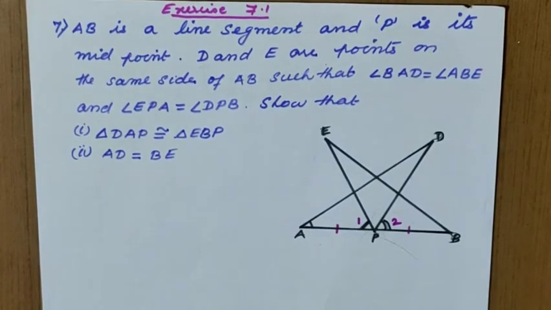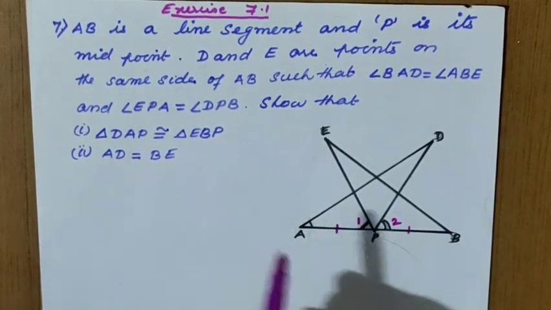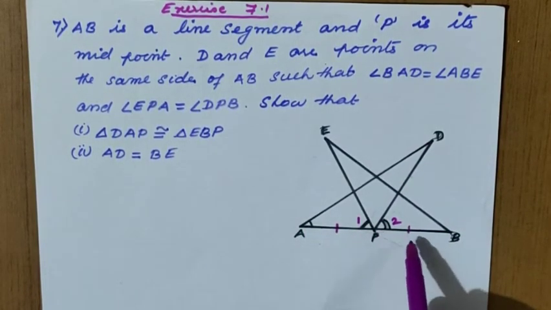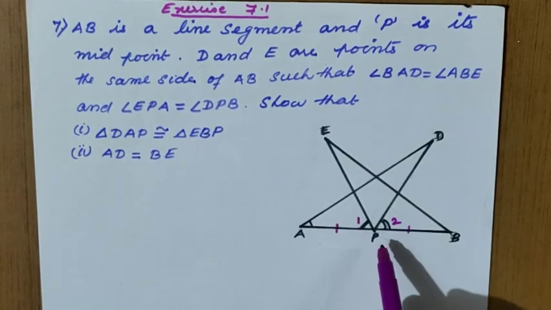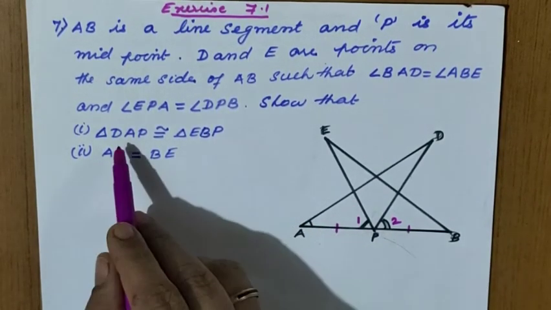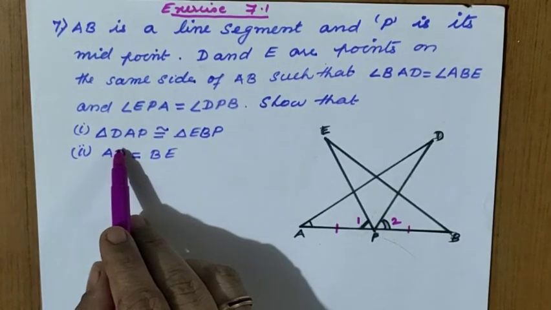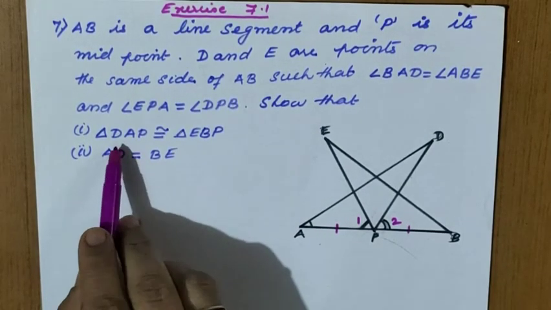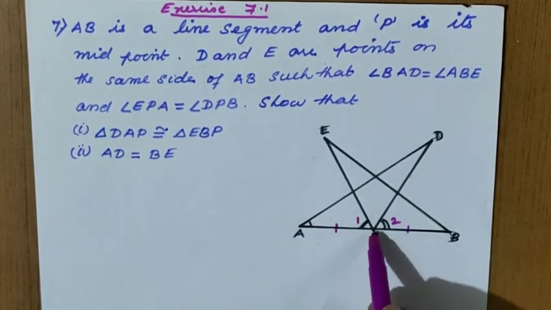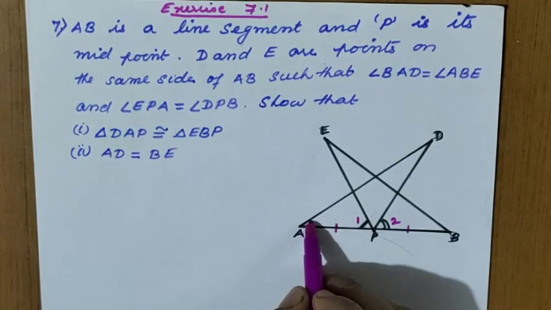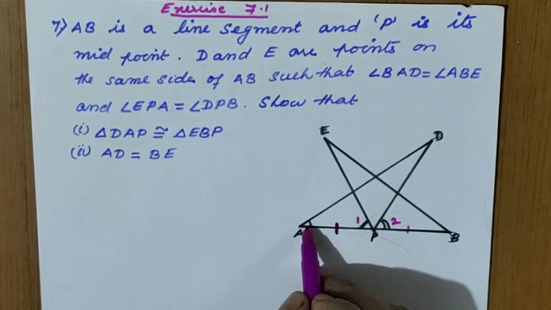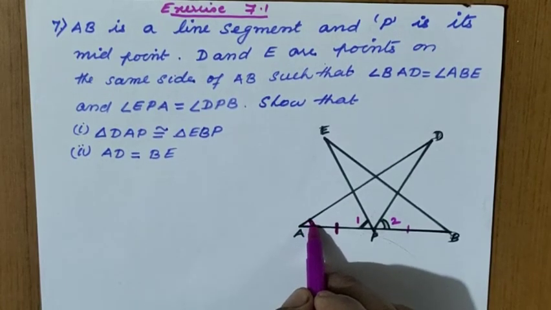Now we have to prove that triangle DAP is congruent to EBP and also prove that AD equal to BE. Right, now triangle ADP, we have to think how we can get the angles and sides. Triangle DAP, which triangle is it? DAP. If you take it, you are getting one equal side, right? And the one equal side, that is AP, one equal angle A, right?